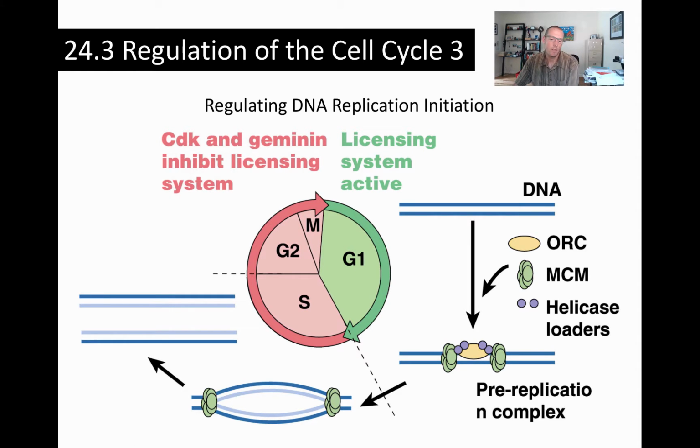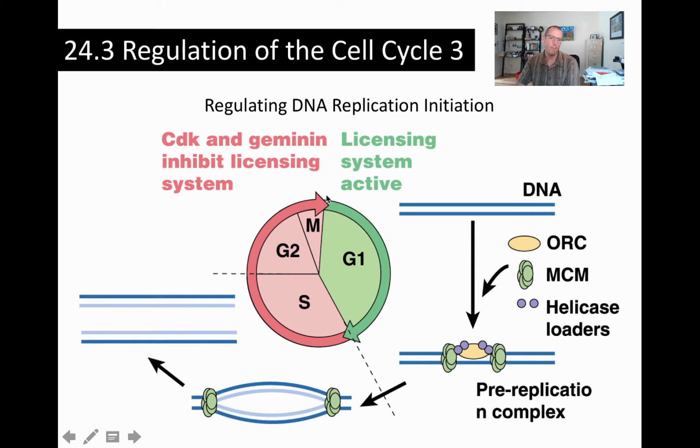The key player, as you might expect here, is the CDK family. The CDKs block relicensing by inhibiting the function of proteins such as ORC and helicase. Once the CDKs become active, they block the reloading of MCM onto the origin of replication. There's another protein called geminin, which works with CDKs, and geminin is made during S phase and also blocks the loading of MCMs onto the origins. Once geminin has accumulated, it's blocking the reinitiation of DNA replication.